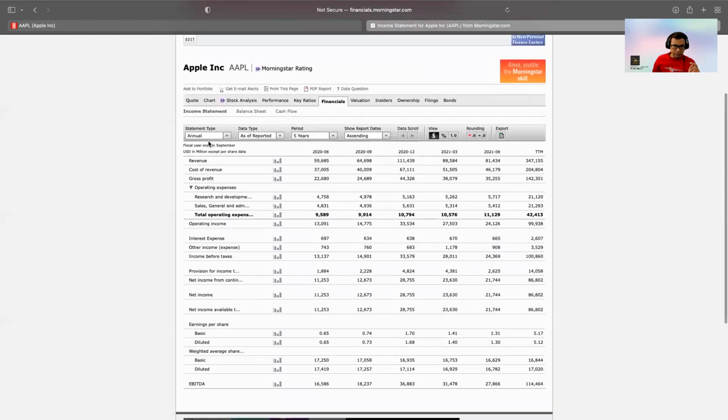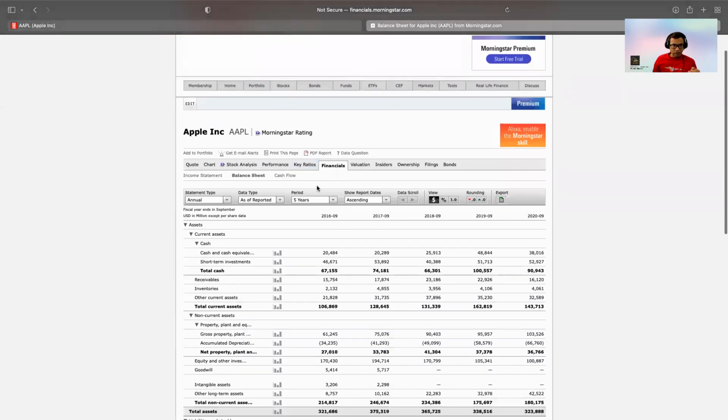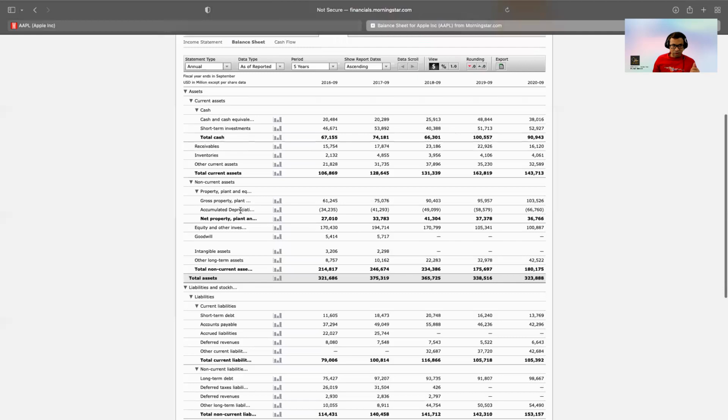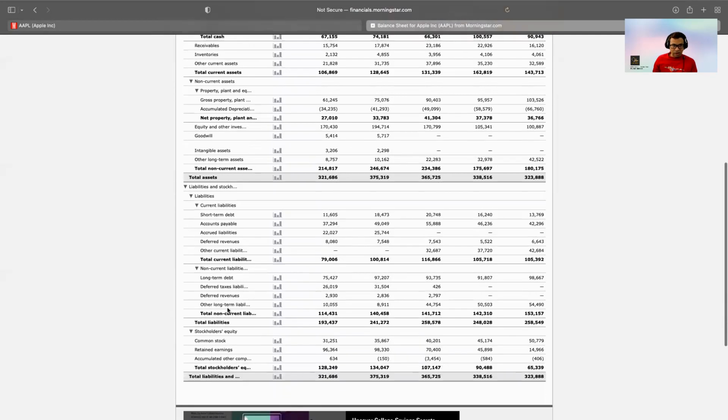We go back to annual, then we move to the balance sheet. So in the balance sheet here, we have assets, current assets and non-current assets. So total assets here is not in terms of percentage, this is in terms of actual numbers. Then we have liabilities and equity, which is asset plus liability.